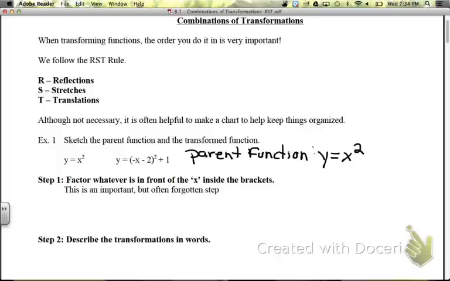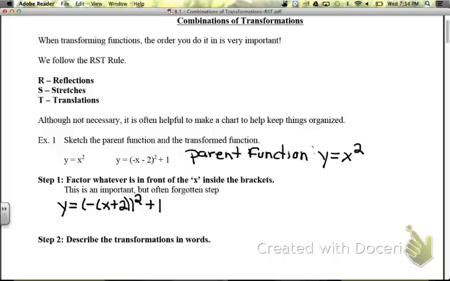So we're going to follow a couple of different steps while we're going through each example here. Step 1, we want to factor whatever is in front of the x inside the brackets. So what that means is we need to factor out a negative from the x, so we are left with negative (x plus 2) all squared plus 1.